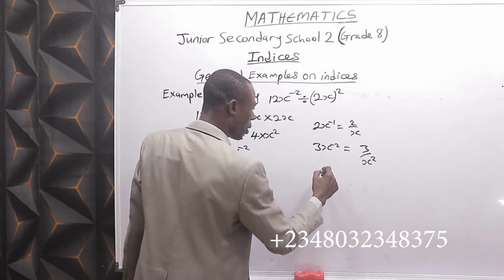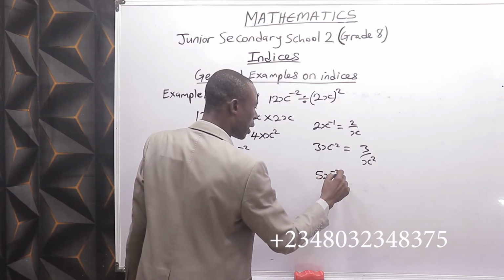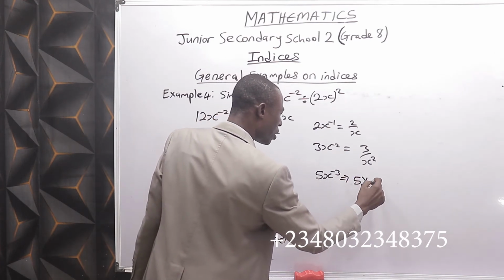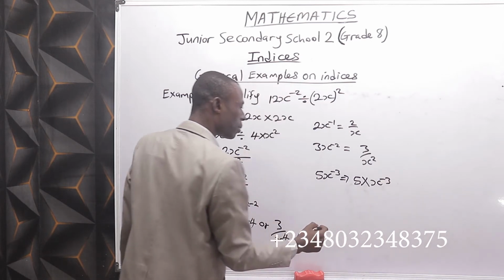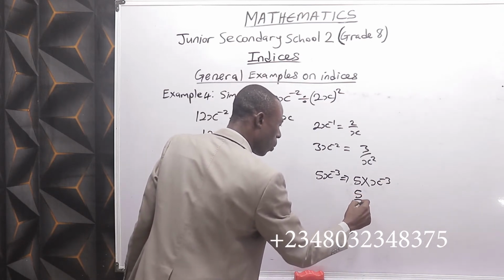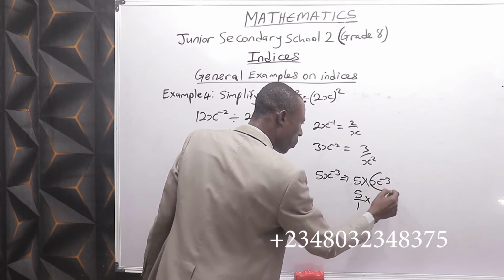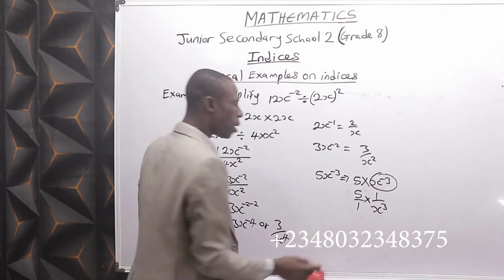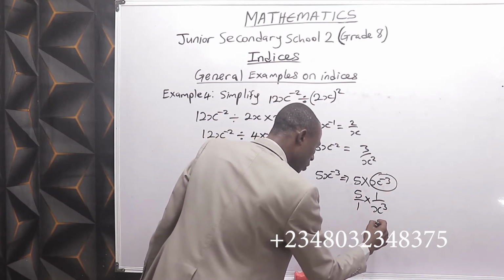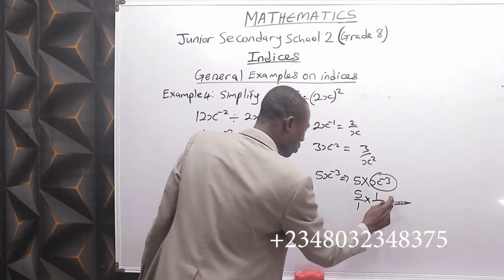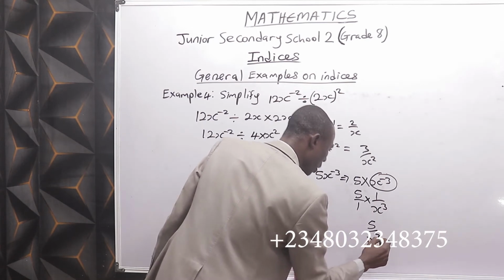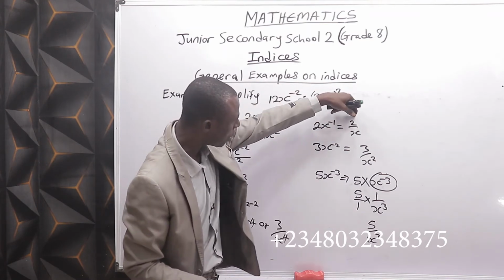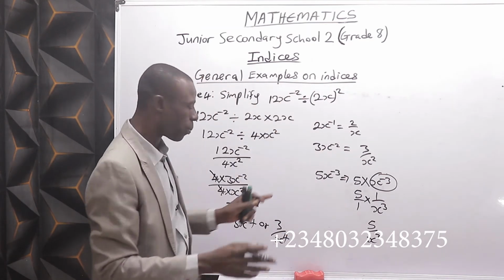Let me use another one. 5x raised to power negative 3. It means 5 times x raised to power negative 3, which is 5 over 1 times, this can be expressed as 1 over x raised to power 3. You know that. So 5 times 1, that is 5. 1 times x raised to power 3, that is x raised to power 3. And that is it. That is the principle behind this one becoming this, becoming this, and any type like that.